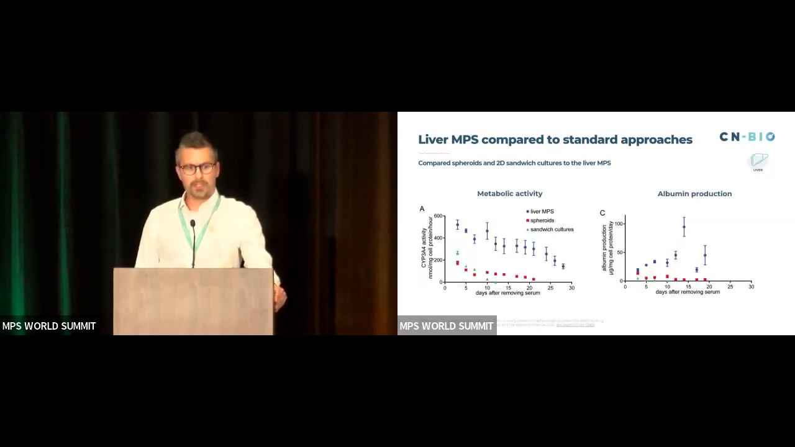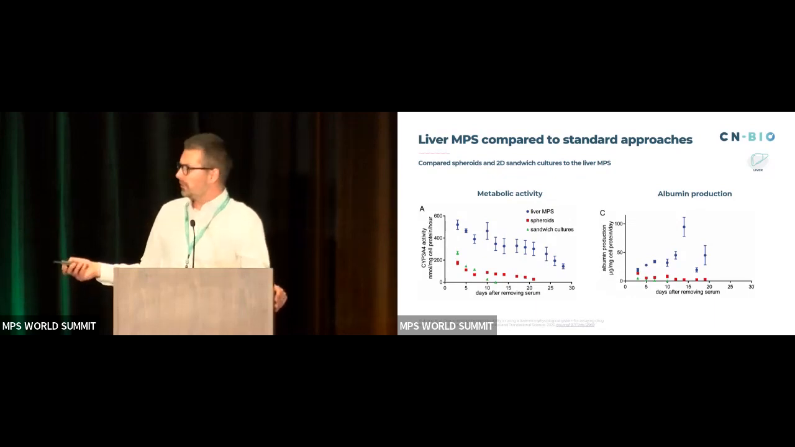And what we could clearly see was that in the liver MPS, the same cells were much more metabolically active. They produced much greater levels of albumin, and this was maintained over a long period of time. The standard spheroidal and 2D sandwich cultures, at the beginning, for the first few days of the culture, were okay, and they were doing as you would expect. But over 3, 4, 5 days, that functionality and that metabolism really dropped away.